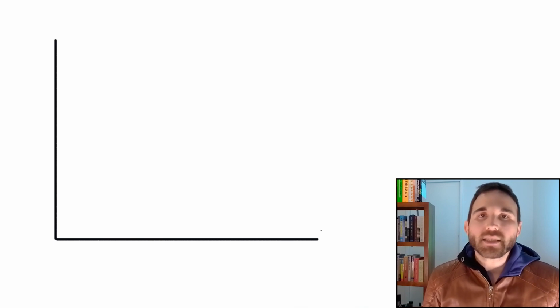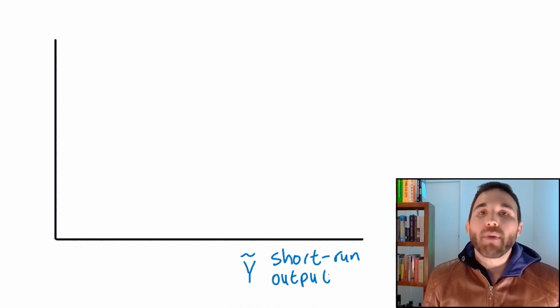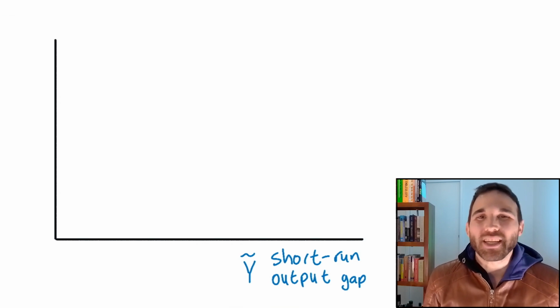So we are going to set up the aggregate supply, aggregate demand model. On the x-axis, we are going to have what is called the short-run output gap. Confusingly, this is also referred to as short-run output, but it's not, it's the gap. This follows on from what I was saying at the start, whereby we assume that in the long run, the economy is in harmony, essentially. We're not in a boom and we're not in a bust.